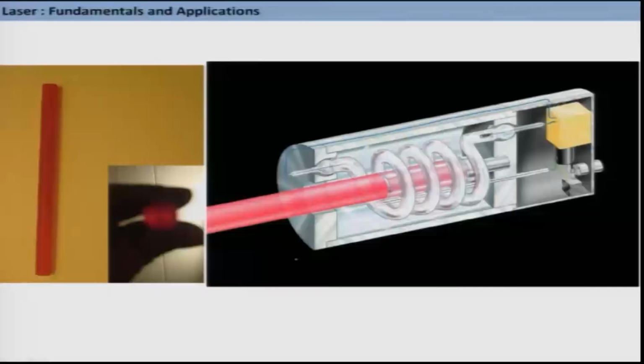Now, here on your screen, on the left side, I have given an image of a ruby crystal. It has the usual ruby red color, and here particularly you can see that this ruby crystal is to some extent transparent.